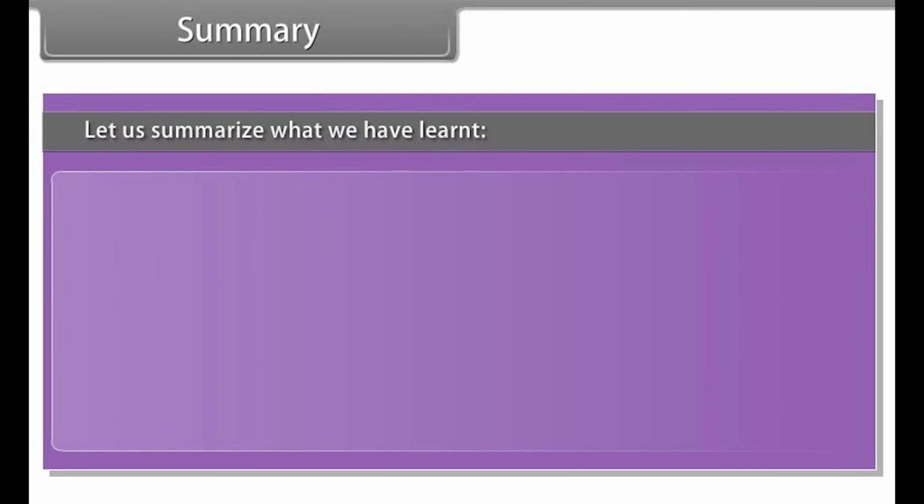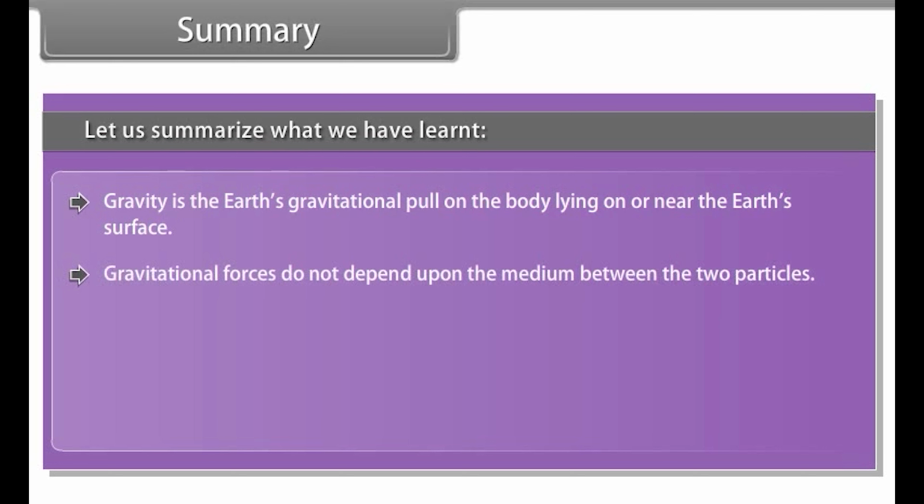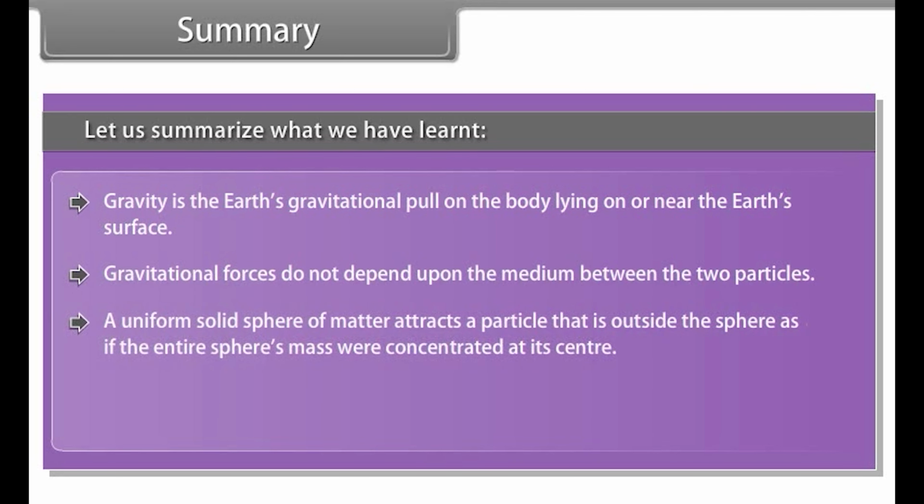Summary. Let us summarize what we have learned. Gravity is the Earth's gravitational pull on the body lying on or near the Earth's surface. Gravitational forces do not depend upon the medium between the two particles. A uniform solid sphere of matter attracts a particle that is outside the sphere as if the entire sphere's mass were concentrated at its center.